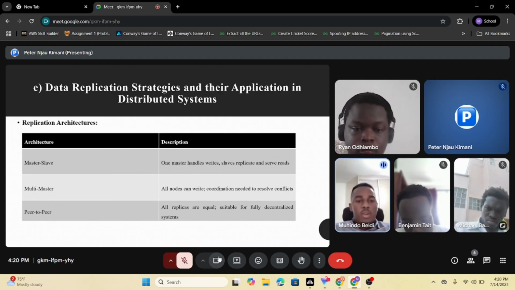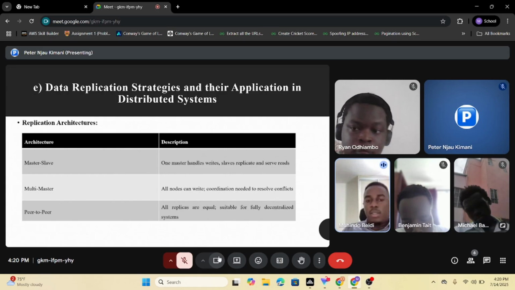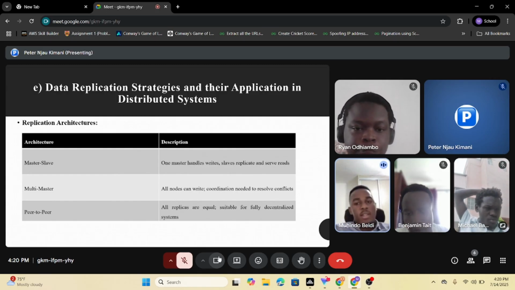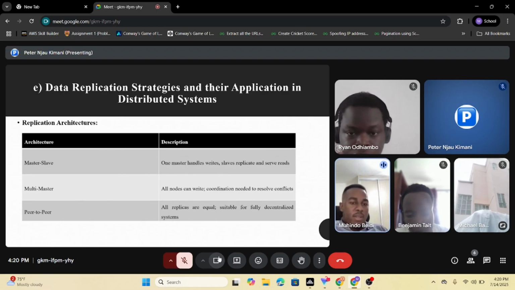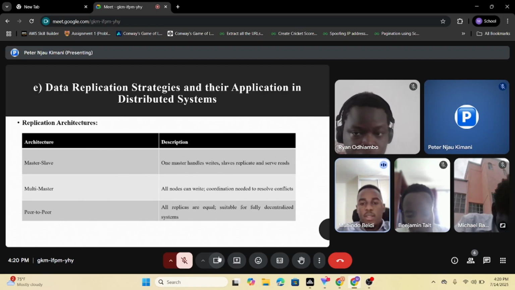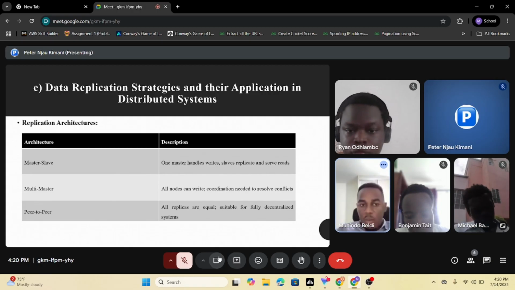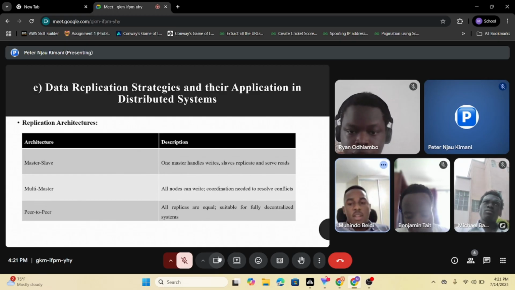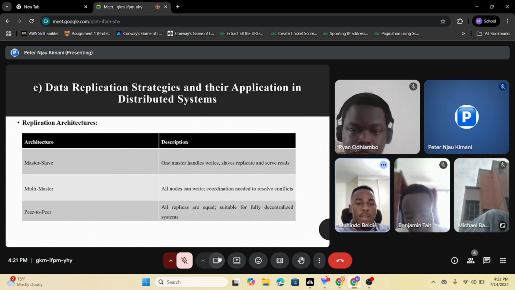So, replication architectures. We have master-slave: one master handles writes, and slaves replicate and serve reads. We have multi-master: all nodes can write, and coordination is needed to resolve conflicts. We have peer-to-peer: all replicas are equal, suitable for fully decentralized systems. Next.